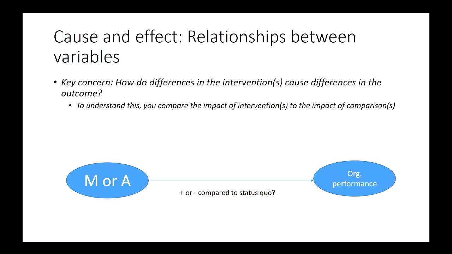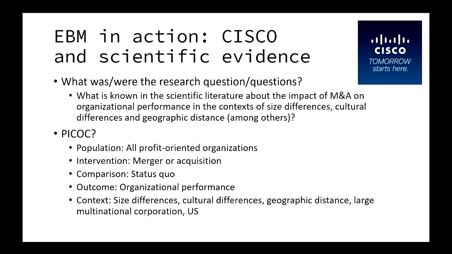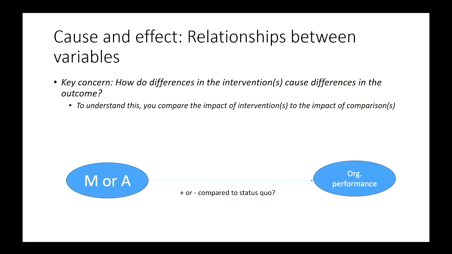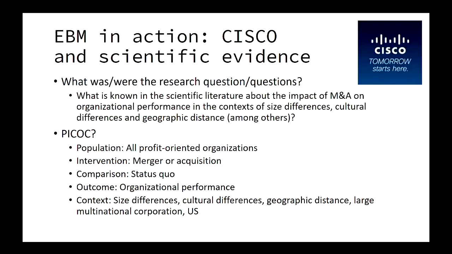That's what the scientific studies that you're going to be looking at in your CAT are about. You're going to go through them, read them and try to understand what they're saying, right? So you need to know what they're trying to achieve. They're trying to find relationships between these variables here. They're trying to find a relationship between this intervention, merger or acquisition, and its impact on organization performance. Right? Is the impact positive or is it negative compared to the status quo?